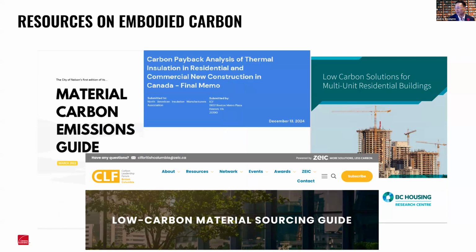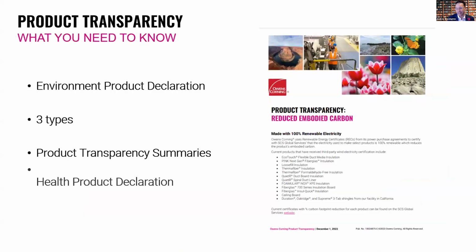There's a low carbon solutions for multi-unit residential that was just released in November. CLF, which stands for Carbon Leadership Forum, has a number of them in different areas of the country. British Columbia actually has a guide, and it has calculations or different amounts for these particular installations as well. One of the last things I want to leave you with is the product transparency.